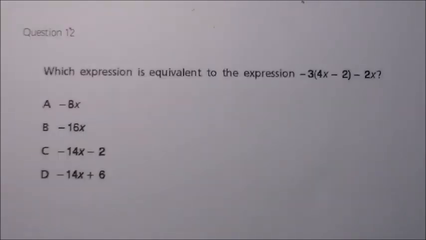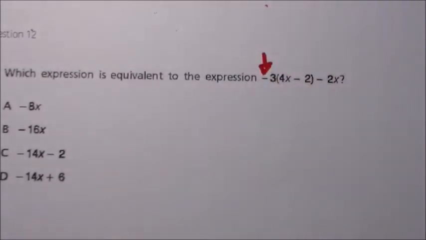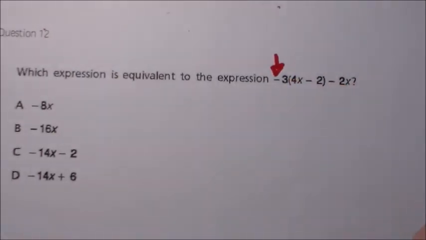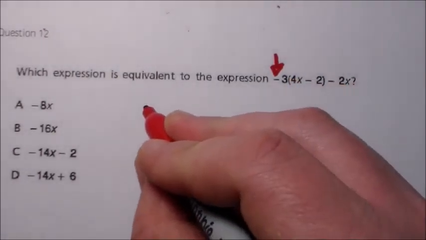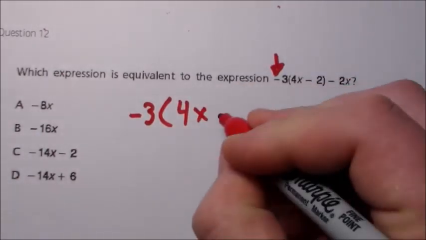Question 12. Which expression is equivalent to the expression negative 3 times parentheses 4x minus 2 and parentheses minus 2? All right, we know how to do this. We know the trick is this negative sign right here. That's going to cause some people some problems, but it's not going to cause us problems because we know what to do. So let me just rewrite it so it's bigger, and we can do this out.